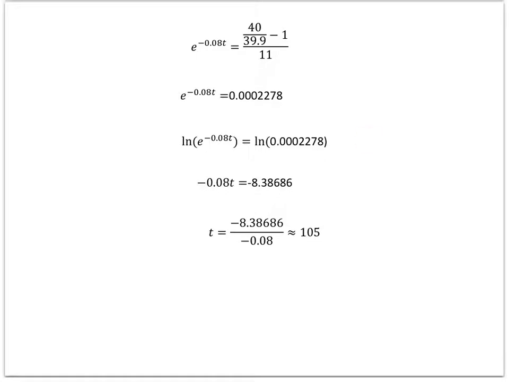This is definitely, you will 100% have a problem like this on the test. It'll look just like this: you'll be given the logistic function and you'll go through the steps of solving for t, for time. In this case, I started at 0 in 1990, so the time it reached 39.9 billion would be in 2095. So I just add that back.